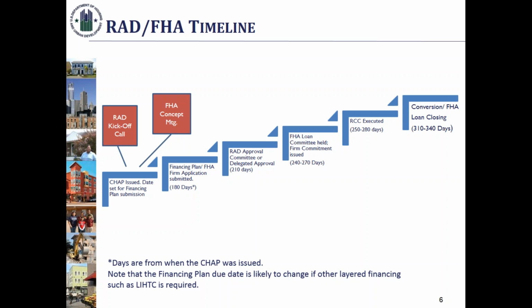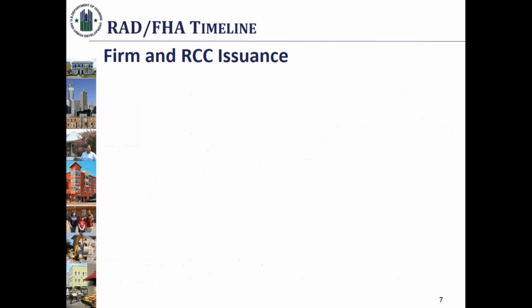Next, once the RAD office has the firm commitment, and not until then, Tom Davis or his delegatee signs the RCC, which then goes to the PHA and is countersigned by them, so it is fully executed. And finally, the RAD conversion and FHA closing take place simultaneously, because the FHA closing is the financing closing for the RAD transaction. All right, onward.